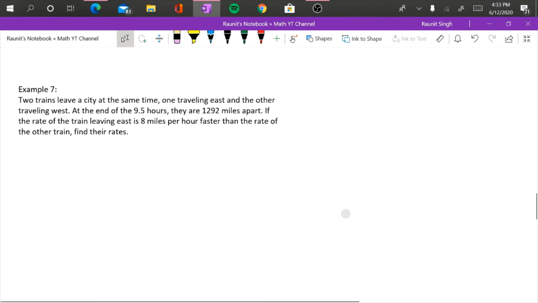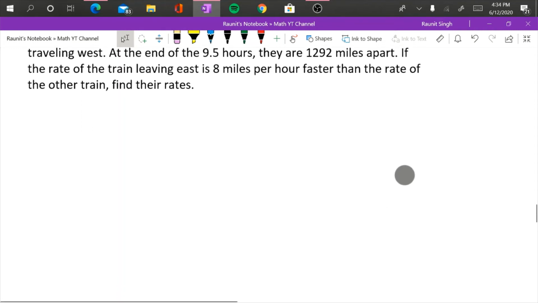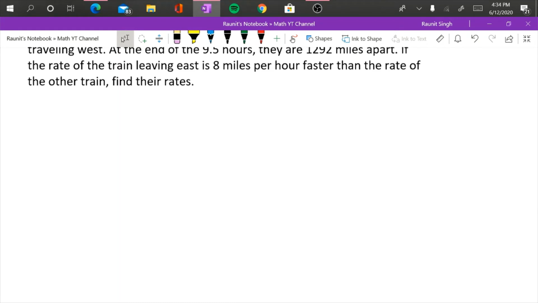Okay, so 2 trains leave a city at the same time, one traveling east and the other traveling west. At the end of the 9.5 hours, they are 1,292 miles apart. If the rate of the train traveling east is 8 miles per hour faster than the rate of the other train, find the rates. So basically what this question is asking is to find the speed of the trains.